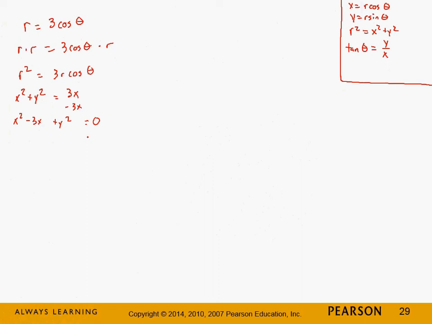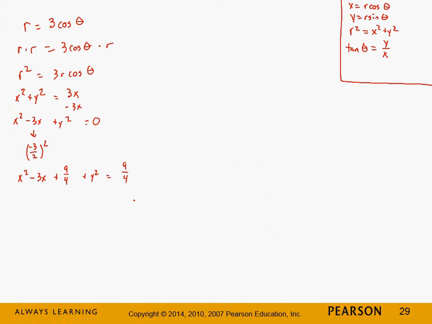What do I want to do there? Leave it alone. That's what most people want to do, but no. We want to put it back in square form, or in circle form. So we need to complete the square on the x's. We need to take half of this number and square it and add it to both sides. So we get x squared minus 3x plus 9 fourths plus y squared equals 9 fourths.